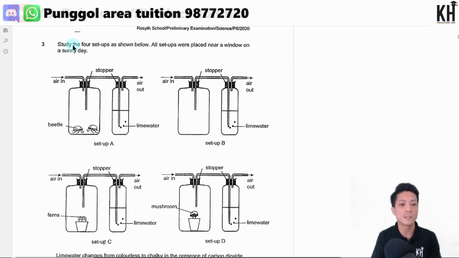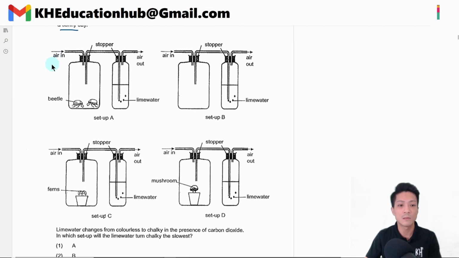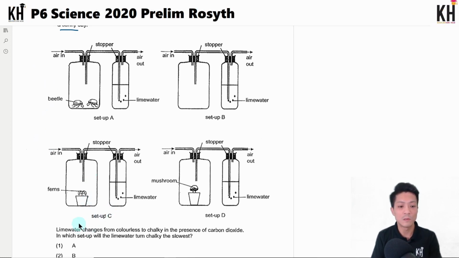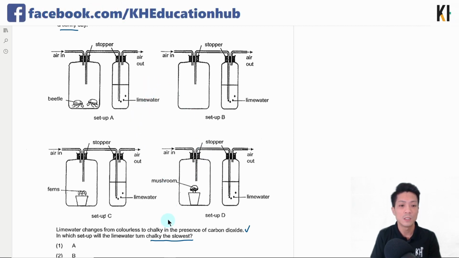Okay, question 3. Study the 4 setups as shown below. All setups were placed near a window on a sunny day. So near a window on a sunny day, that means there will be ample sunlight. Let's take a look at the 4 setups, A, B, C, D. Before we look closer, maybe we should continue on to read the question. Lime water changes from colorless to chalky in the presence of carbon dioxide. This is something that the student should know by now. In which setup will the lime water turn chalky the slowest? They want to know which one will turn chalky the slowest, which means that the amount of carbon dioxide should be the least.